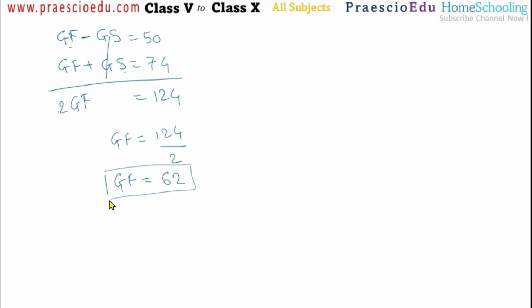Grandfather's age is 62 now. Before 5 years means we have to subtract 5. So 62 minus 5 means 57 years. So 57 is given in option number 3.